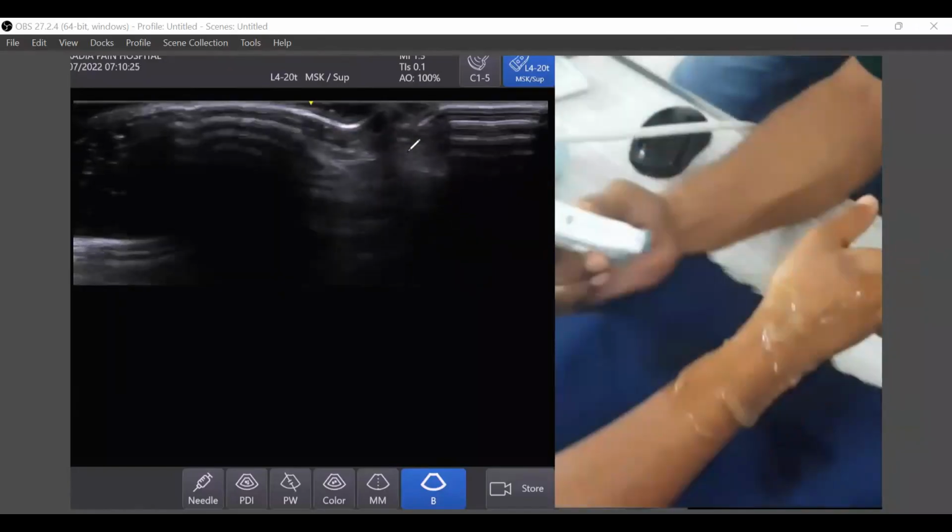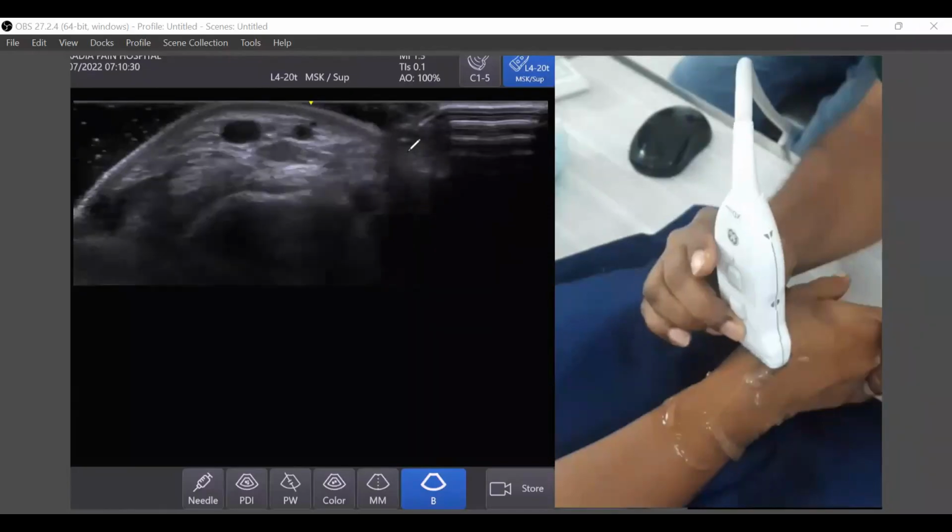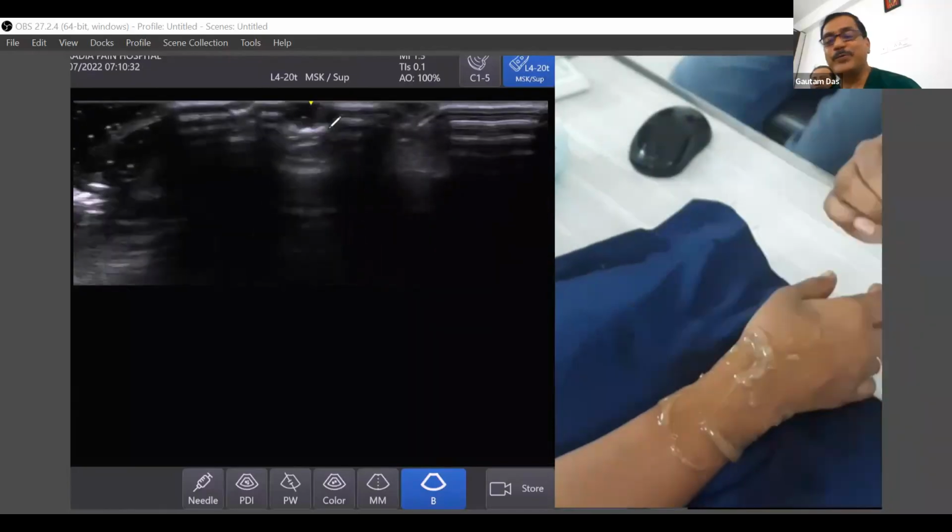Sir, sorry to interrupt you. Somebody is asking you to use the pointer. Okay.